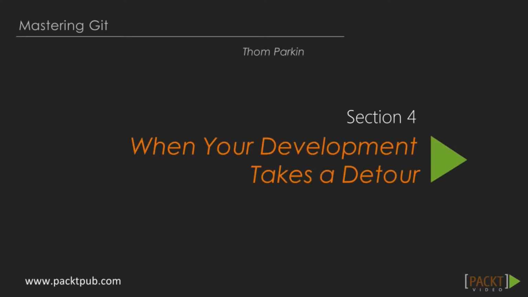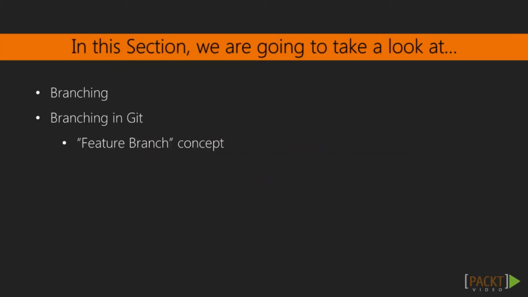Often your work as a developer does not proceed quite as you anticipated. In this section, we will take a look at how Git can help when your development takes a detour. We will explore branching, take a look at branching in Git to include a bit of a philosophy around what is known as the feature branch.